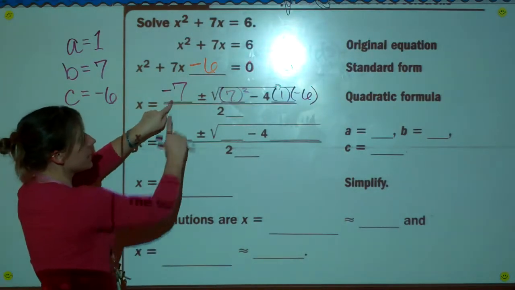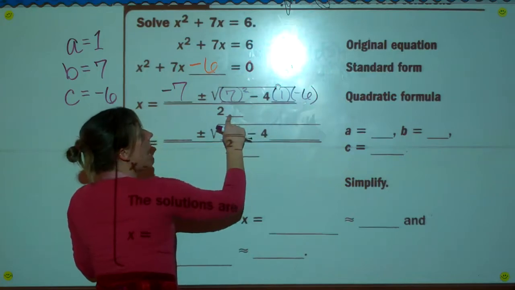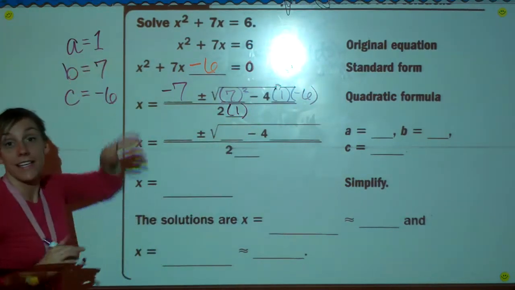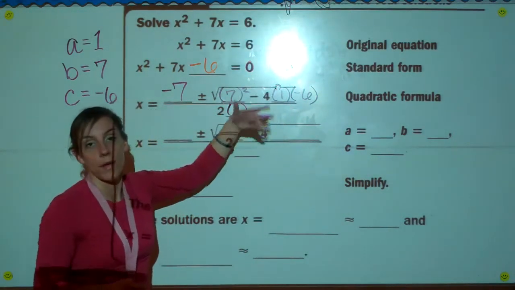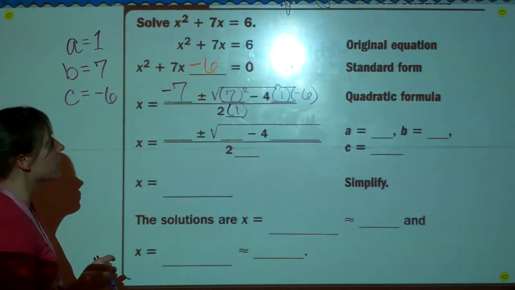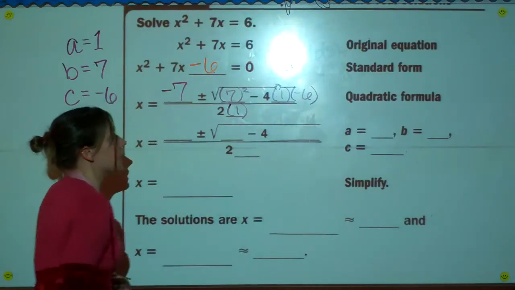Okay, so this is the opposite of b. That's b squared, a, c, and then the denominator is always 2 times a. So that's 2 times 1. And again, I'm just using the formula that you have up above this problem. I can't point to it because it's not on my screen, but it is on your page. So I put in b's, I put in a's, and I put in the c, okay?